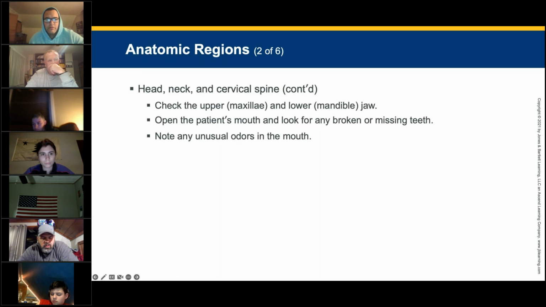If the teeth aren't where they're supposed to be, where might they be? Maybe in the airway? Note any unusual odors in the mouth. Maybe that's a smell of alcohol. Maybe that's fruity smelling breath, which could be a sign of a diabetic patient.